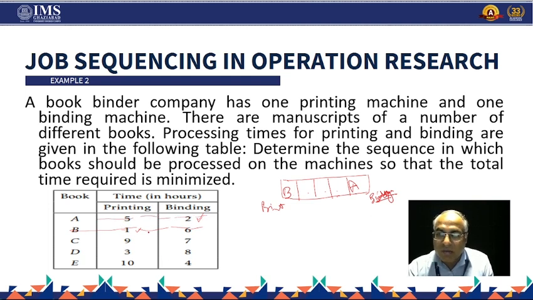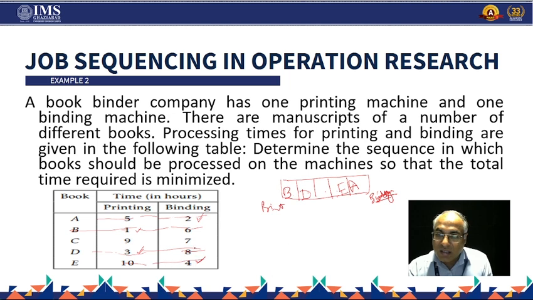Now what is the minimum from the remaining? 3 is the minimum. This is for the book D, and it is for printing, so D will enter from this side. This will be removed from the list. Now, what is the minimum from the remaining? 4 is minimum. This is for binding, so E will enter from this side. Now this will be removed.